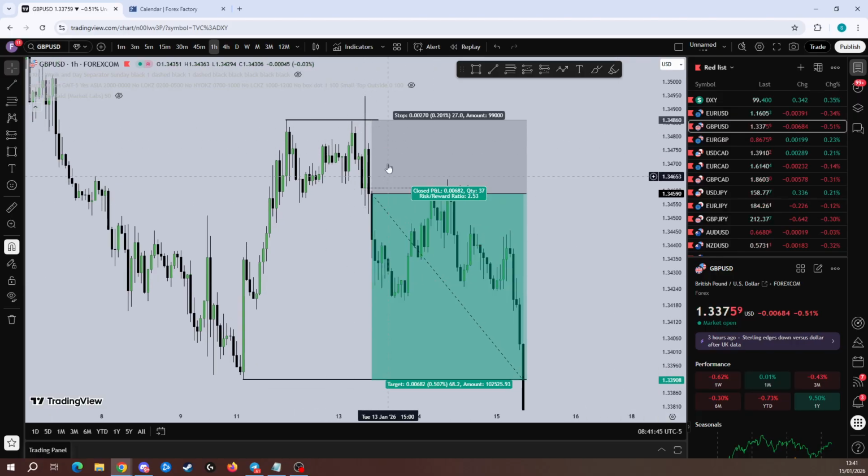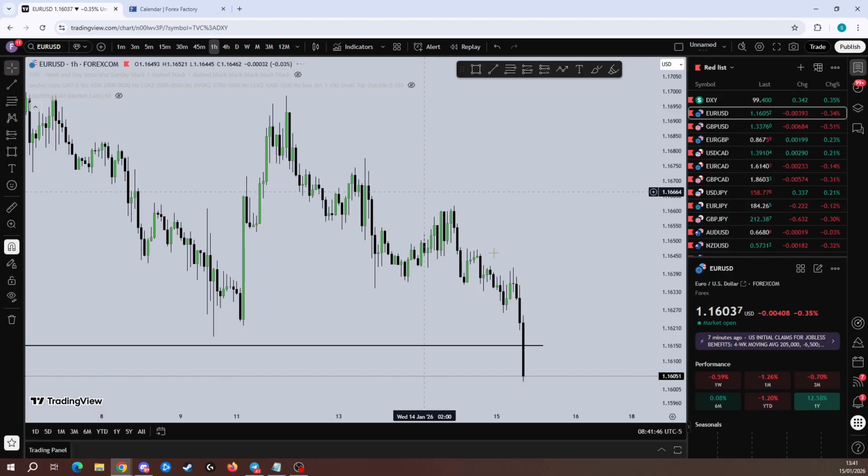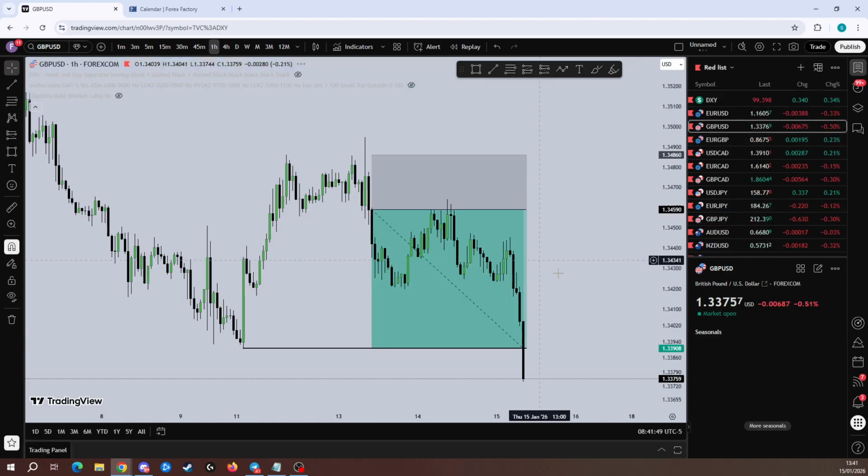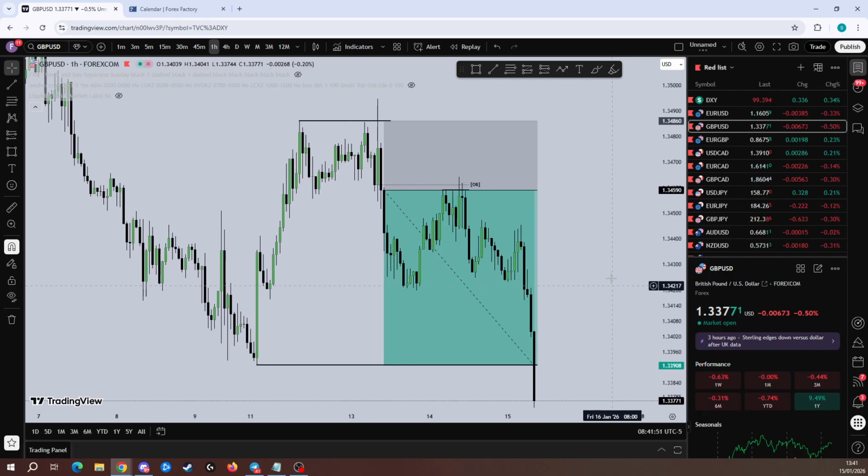I think if I held this GU trade and EU trade, this would have been an easy 5R all week. But regardless, still happy with the trade performance, and we'll see how this weekly candle closes.